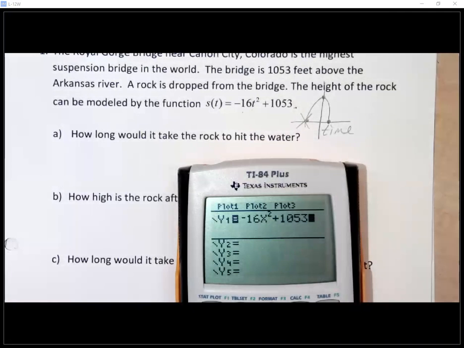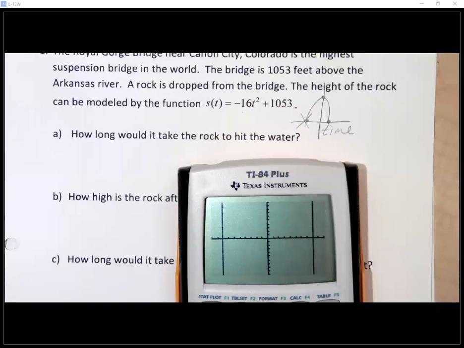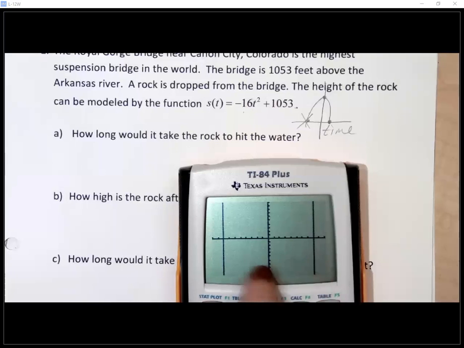Now, we're going to have an issue when we hit graph. I highly doubt we're going to be able to see all of this. I can kind of see the x-intercepts, but I'd like to see the whole graph. So I'm going to have to change my window. It doesn't really make sense to keep zooming out because I don't really care about any of this negative stuff. I'm just going to change my window.